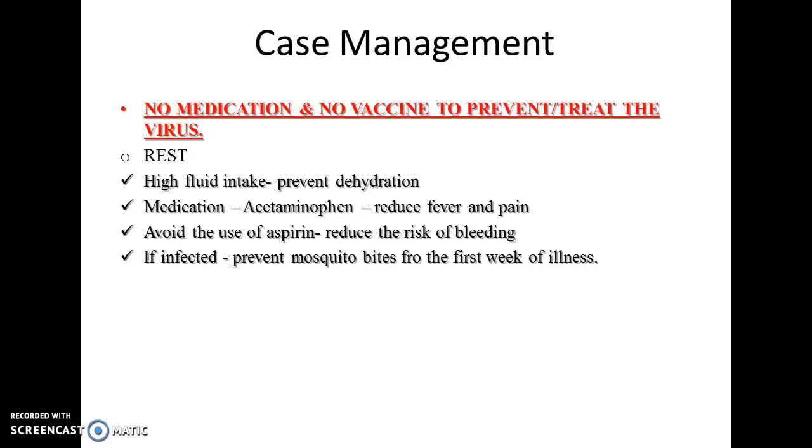Case management: there is no medication or vaccine to prevent or treat the virus. One of the first things they would prescribe is rest. You take fluids, which prevent dehydration, and acetaminophen to reduce fever and pain. You also avoid the use of aspirin, which would increase the risk of bleeding. If persons have already been infected, they are asked to prevent further mosquito bites in the first week of the illness.